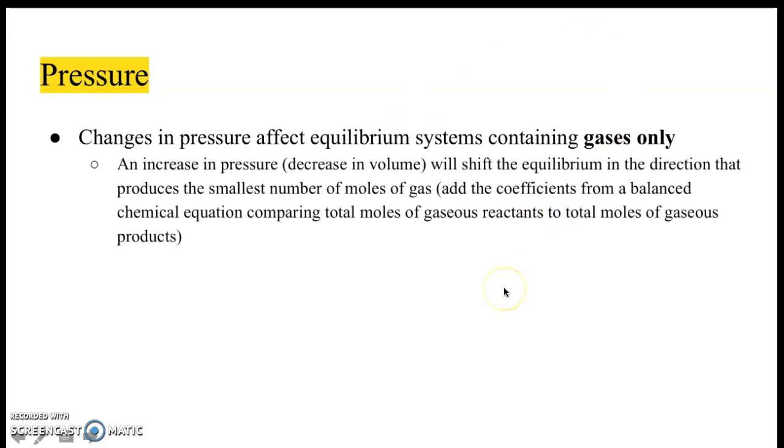But here's pretty much what happens. If you increase pressure or you're decreasing volume, remember inverse relationship here, Boyle's law. But if you increase pressure, there will be a shift in equilibrium in the direction that produces the least number of moles of gas. The way to figure that out is you're going to add the coefficients from a balanced chemical equation comparing the total moles of gaseous reactants to total moles of gaseous products. And I'll show you what that looks like in a second.